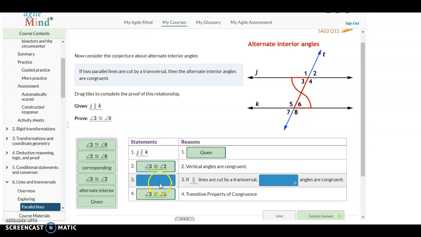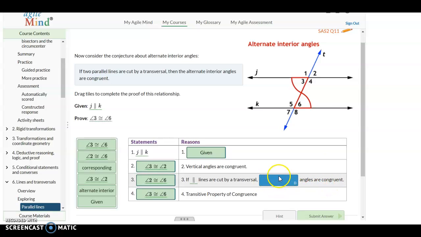Now, the next statement, remember, we should be able to tell the difference between statements and reasons over here as choices. We've already used angles 3 and 6 being congruent as our final statement, and we've already used angles 3 and 2 being congruent for vertical angles. So our only choice is to use angles 2 and 6 being congruent on number 3. And so the blank says, if parallel lines are cut by a transversal, then we know these angles are congruent.